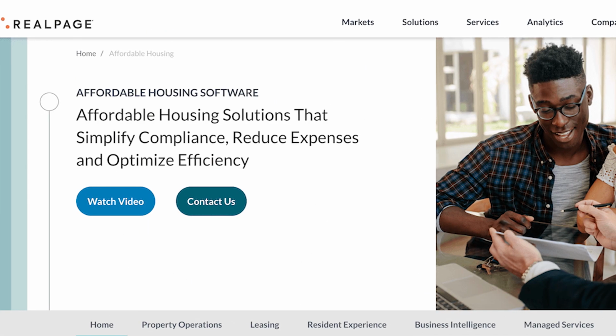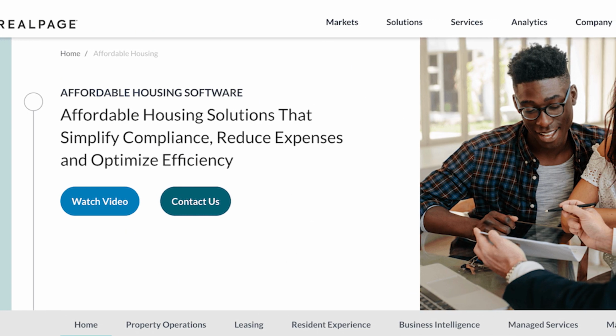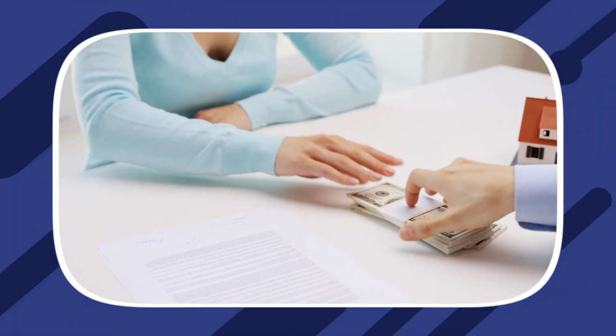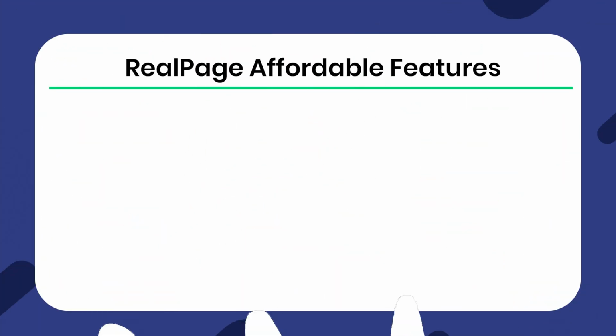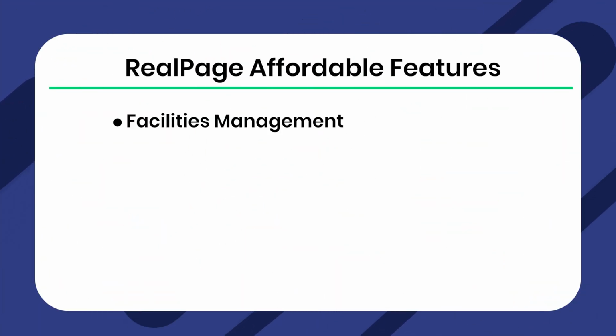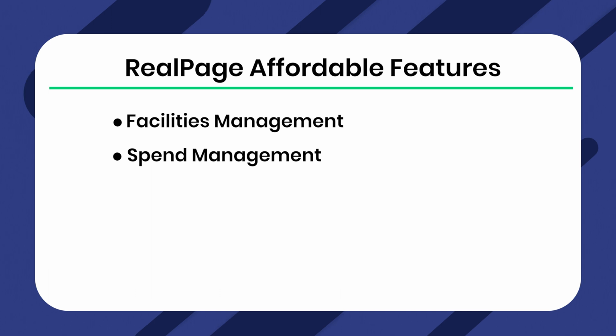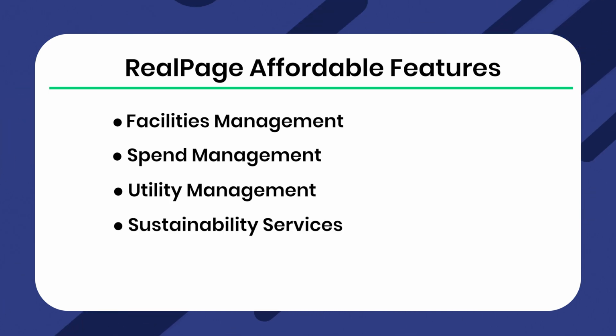RealPage Affordable Property Management is another software solution for those dealing with affordable housing. It has tools that assist in the process of rent collection, tenant subsidies, and certification simplification. RealPage's other features include facilities management, spend management, utility management, and sustainability services. However, RealPage does not display its prices publicly, so you'll have to contact the company directly for pricing information.